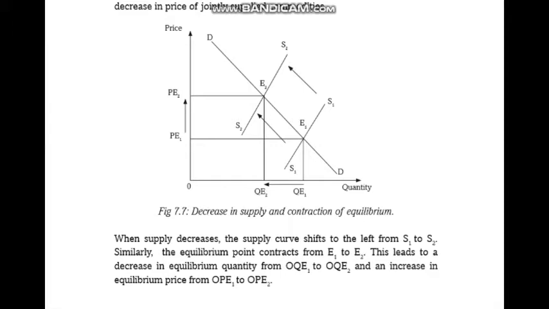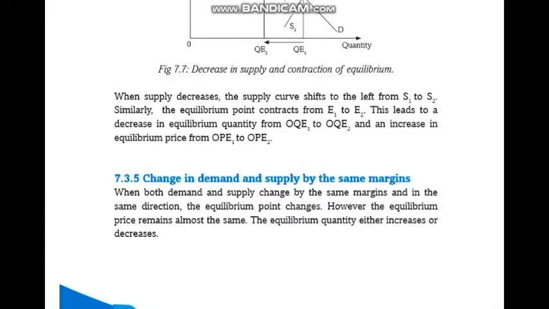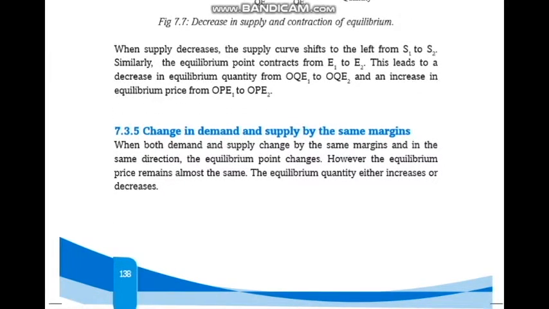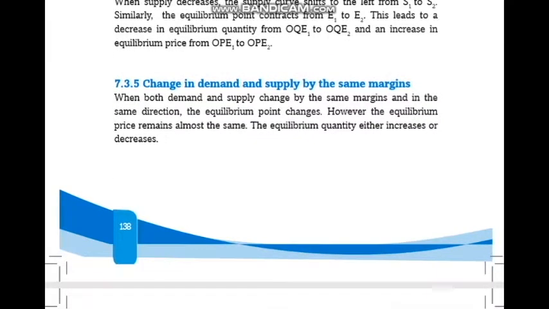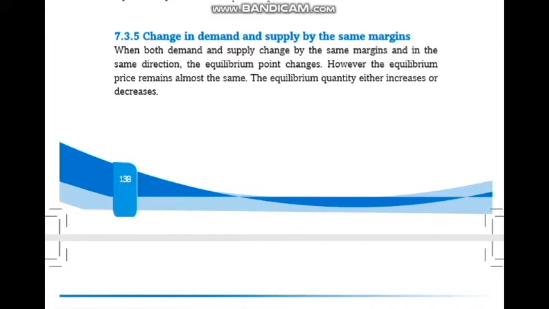Similarly, the equilibrium point contracts from E1 to E2. This leads to a decrease in equilibrium quantity from OQE1 to OQE2 and an increase in equilibrium price from OPE1 to OPE2. Change in demand and supply by the same margins.